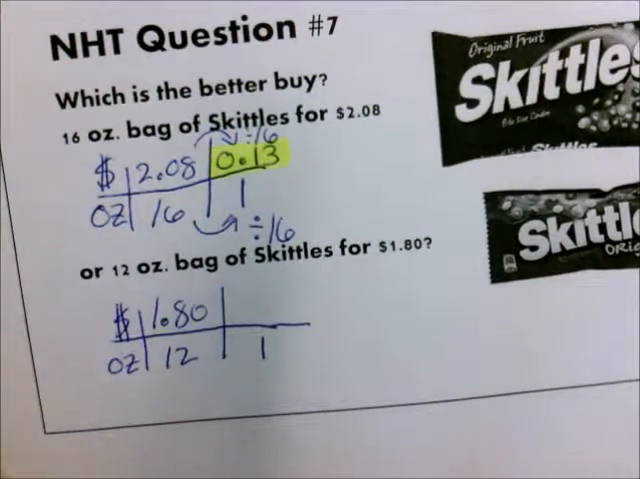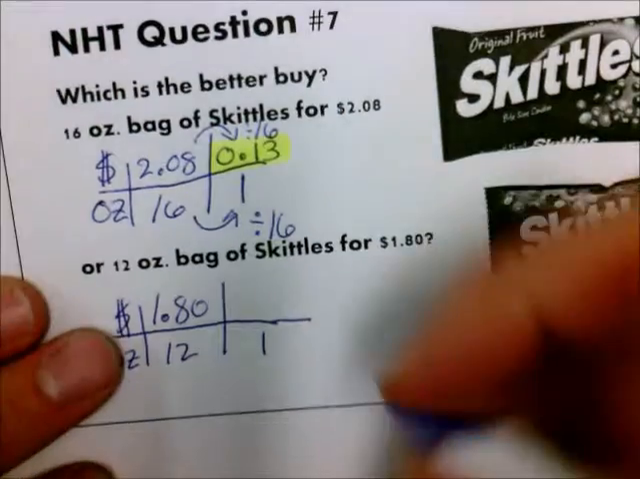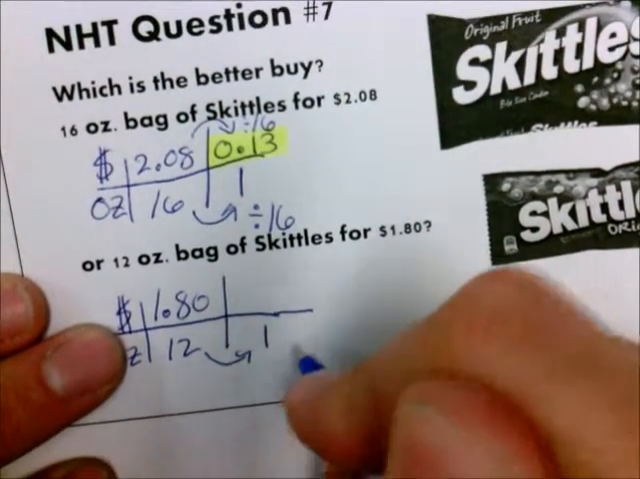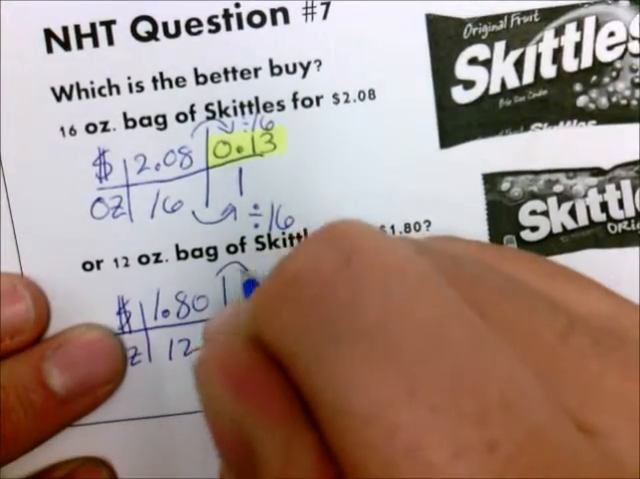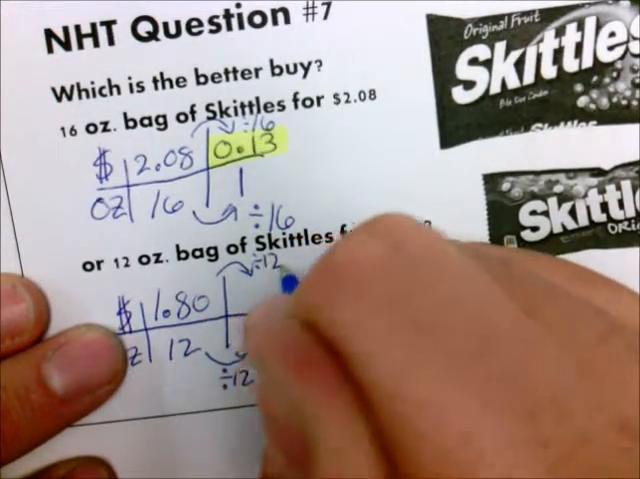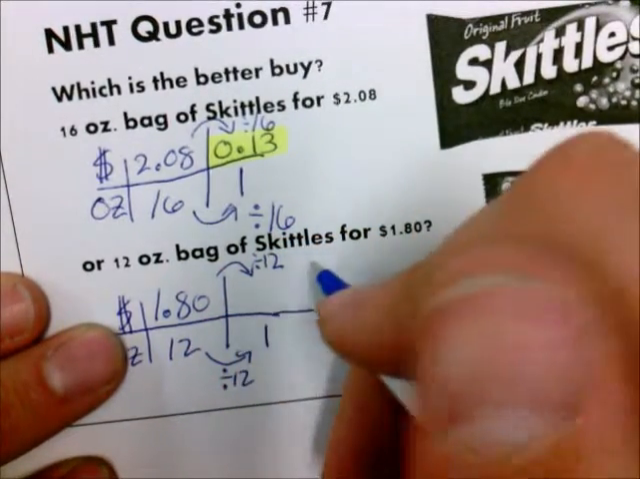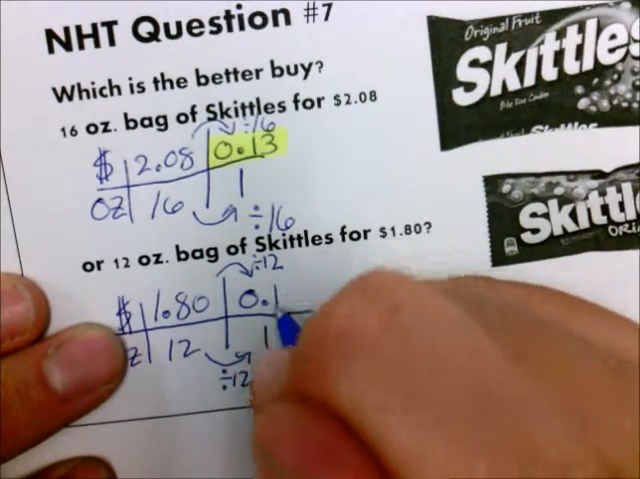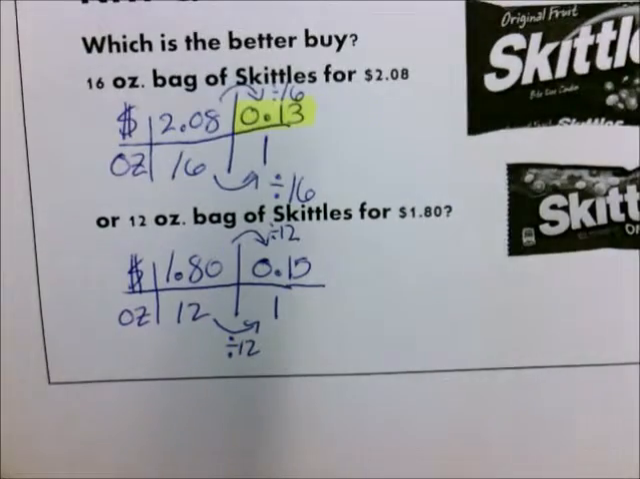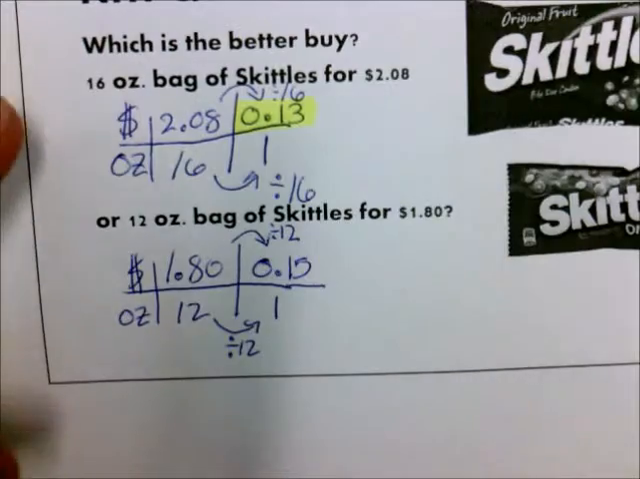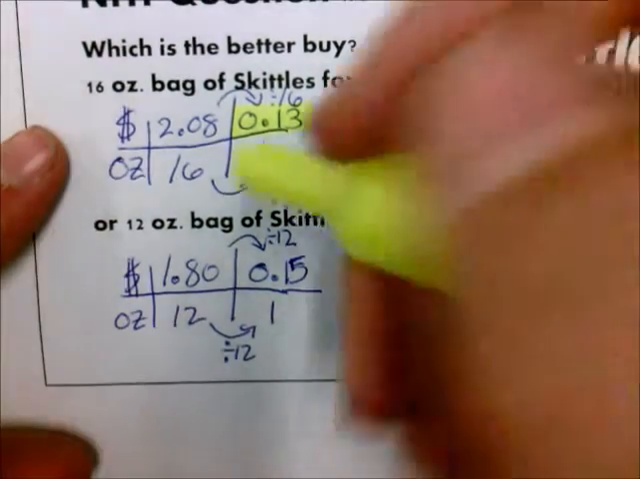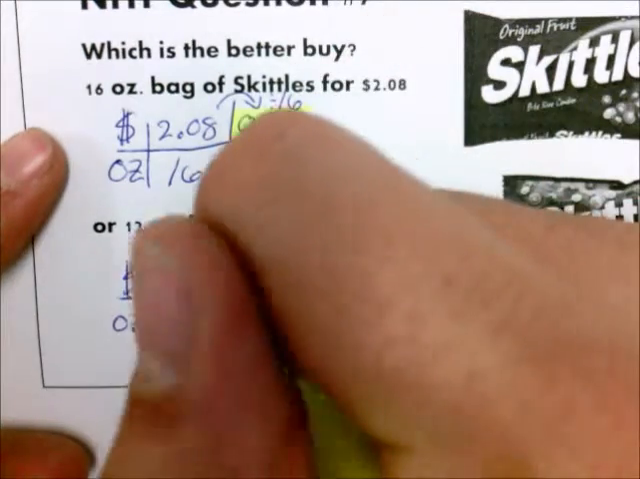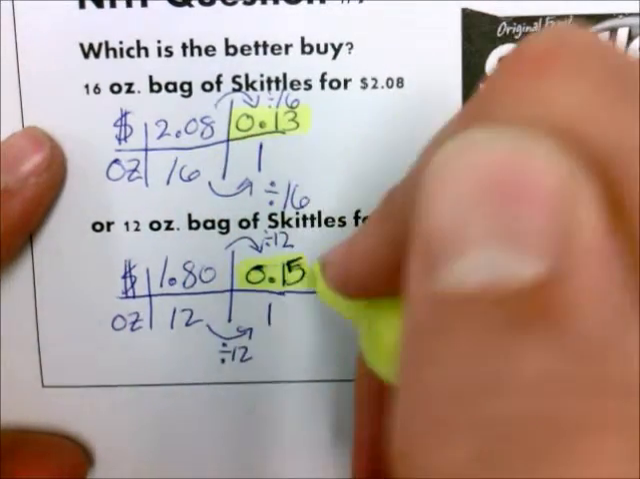Okay. And now on the bottom here, we do the exact same thing. How do I get from 12 down to 1? Well, I'm going to divide by 12 and divide by 12. All right. And $1.80 divided by 12 gives me 0.15, which is 15 cents. Let's fix my 5 there. Looks a little sloppy. There we go. All right, I'm going to highlight that one now so that I know that's the number I'm working with.